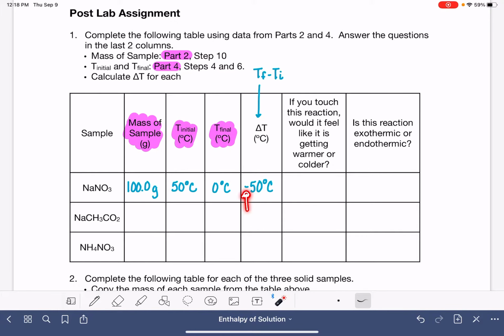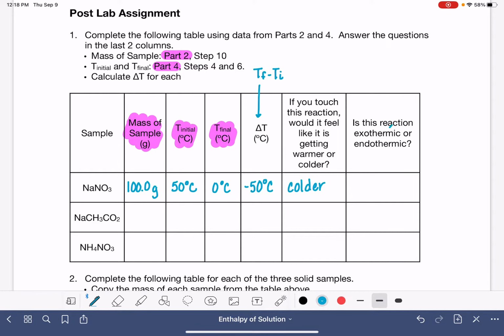That negative sign is really important. It's letting us know that the solution is getting colder. Now you're going to answer the question, if you were touching this reaction while it was taking place, would it feel as though it is getting warmer or getting colder? So you want to think about the temperature that it started with and then the temperature that it went to over the course of the reaction. What would that feel like to you going from 50 to 0 degrees Celsius? That would definitely feel like it is cooling down or getting colder.